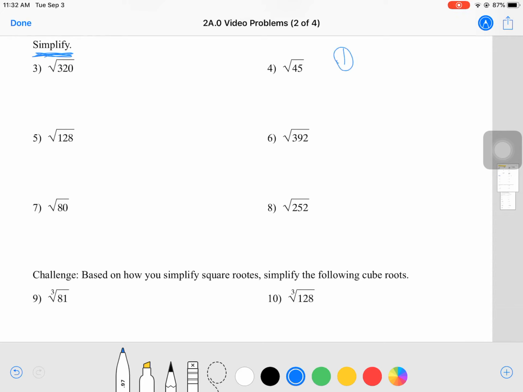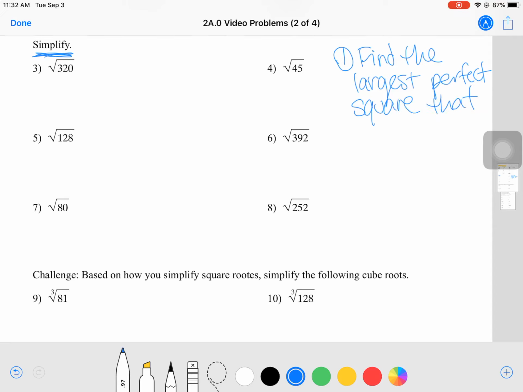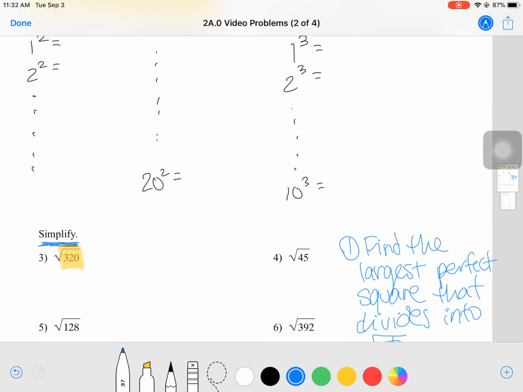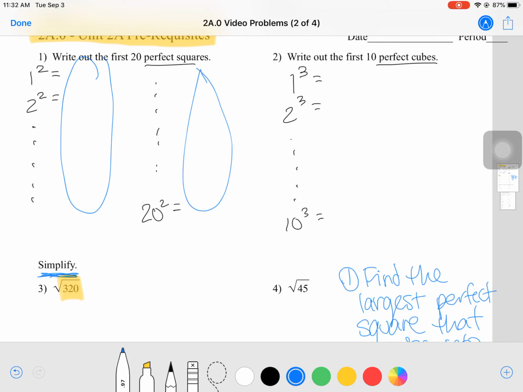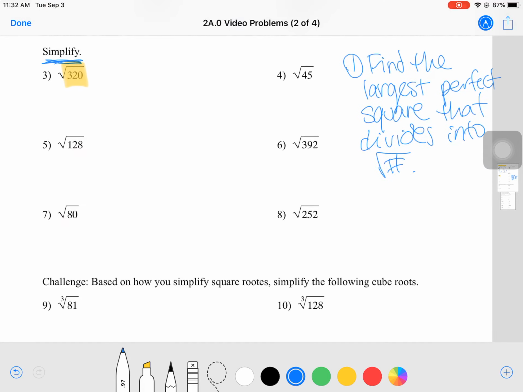So my first step here, and we will go over this in class, but it's going to be helpful if you already know some of it, is to find the largest perfect square that divides into your number. Whatever's under your radical, that's called your radicand. We'll go over that in more detail later. So what I'm looking at here is this 320, and I'm saying, okay, what of my perfect squares, so the numbers that you should have written down here, what of these numbers divides into 320 evenly?